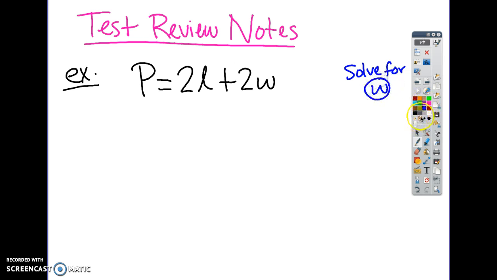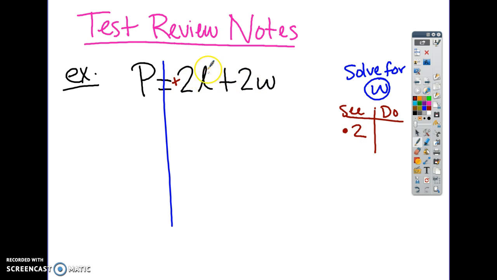So we're going to draw our line, and we're going to do C do, because we want to know what's happening with W and do the opposite. So what is happening with the W? It's being multiplied by 2. And this is a positive, so they added the 2L. So we go from the bottom up.